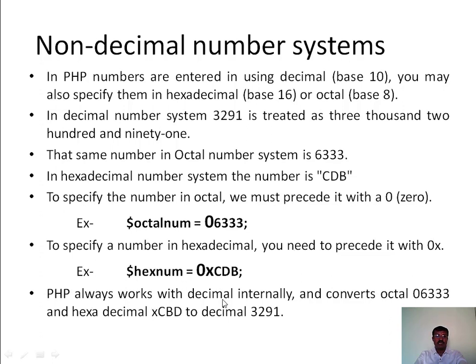PHP always works with decimal internally and converts octal 06333 and hexadecimal 0xCDB to decimal 3291. So that's about our non-decimal number system.